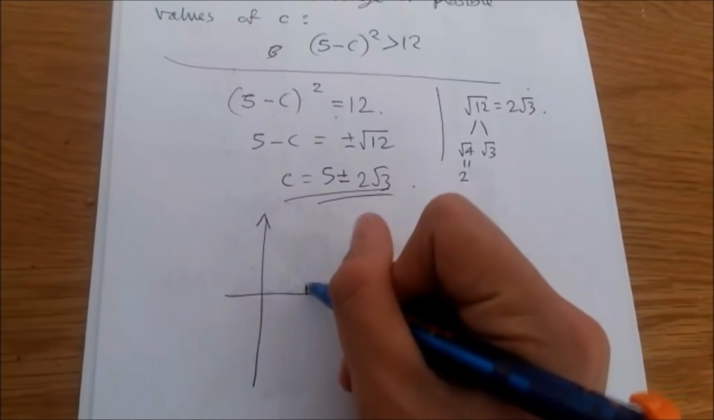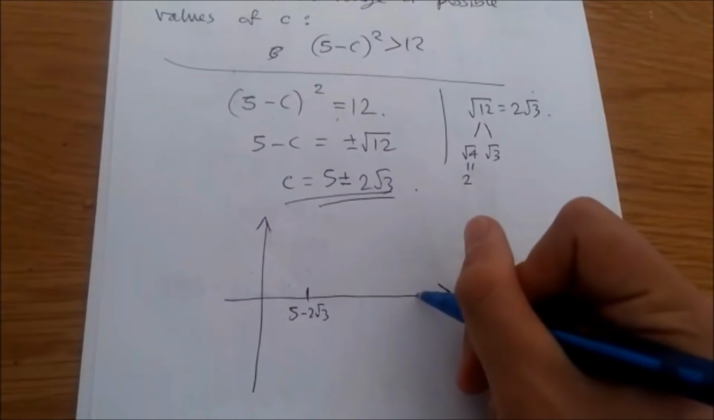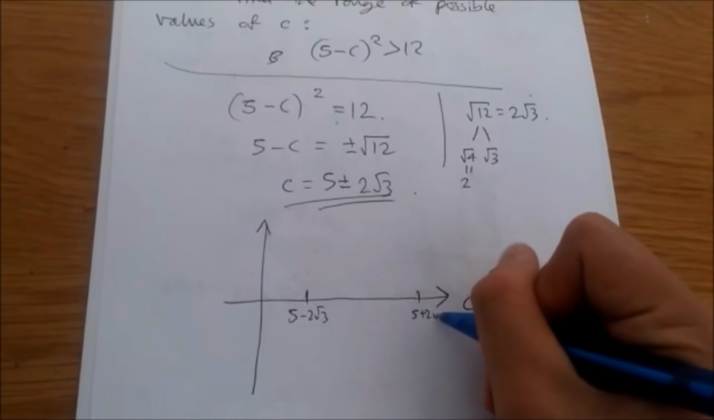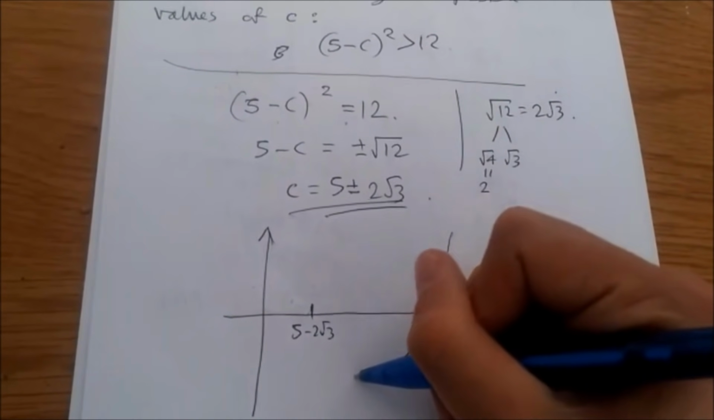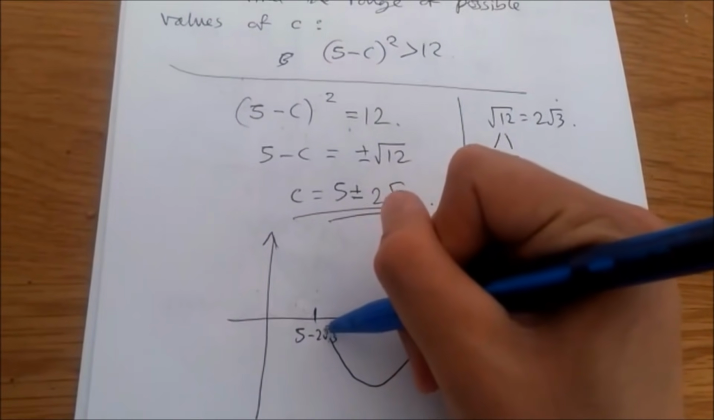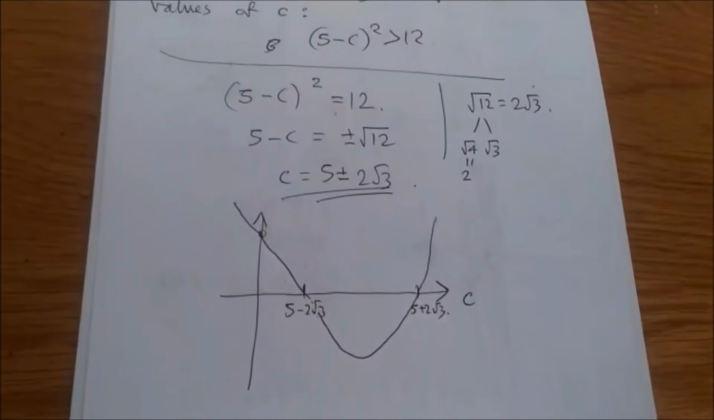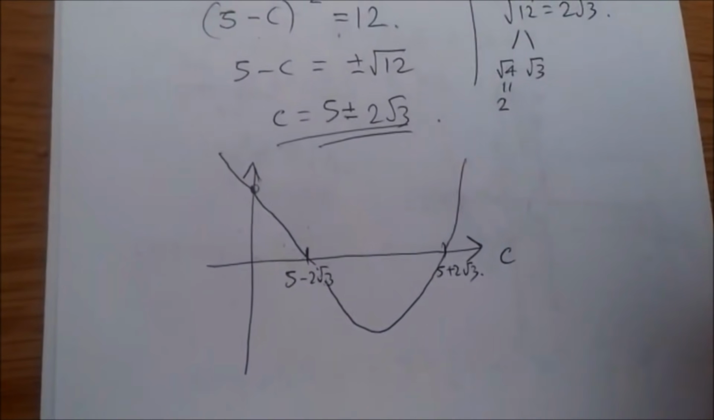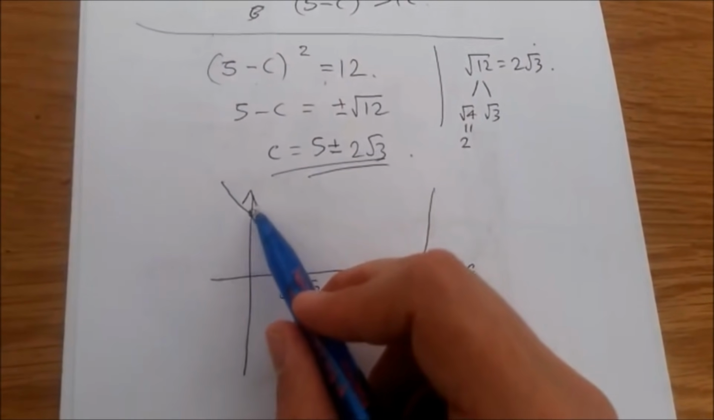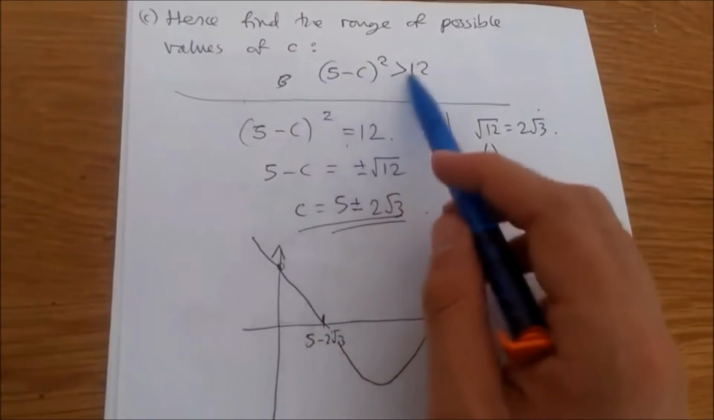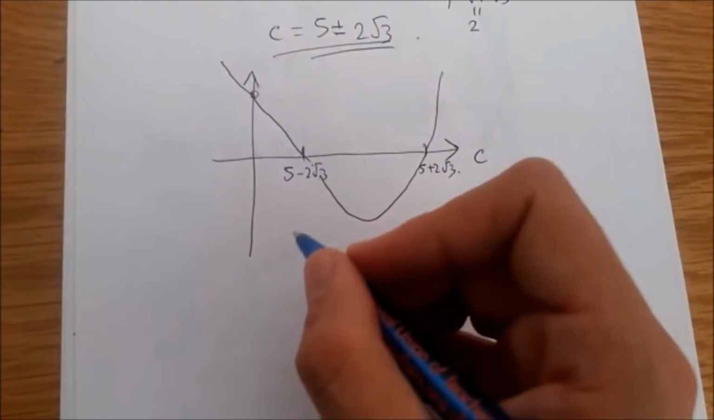So let's just say this term here was 5 minus 2 root 3. And let's say here is 5 plus 2 root 3. So if we're going to sketch this nice curve, it looks something like this, and it cuts over here. Not the best curve, but pretty much where we're going. So what is this value here? Well, this is just the y-intercept, and this is found by pretty much expanding this fully. So let's expand this equation to find out what that value is.